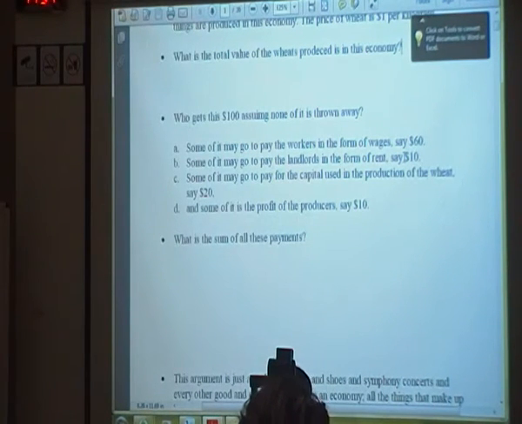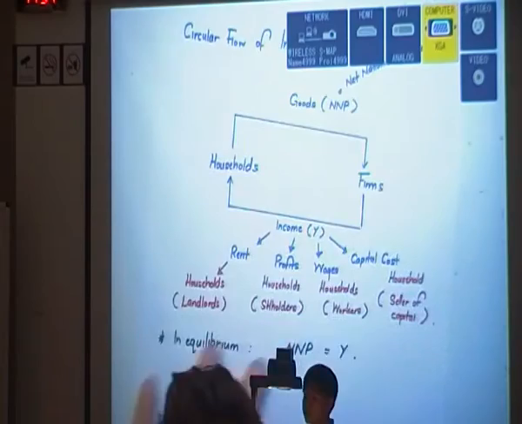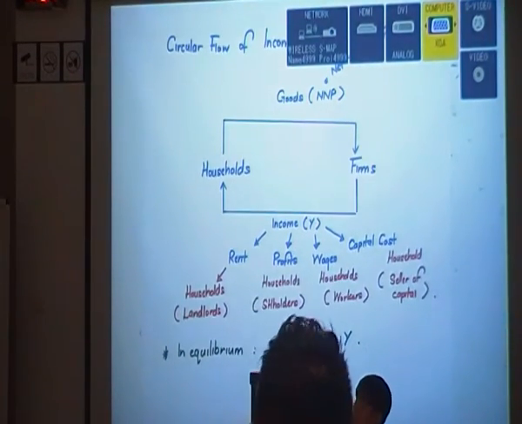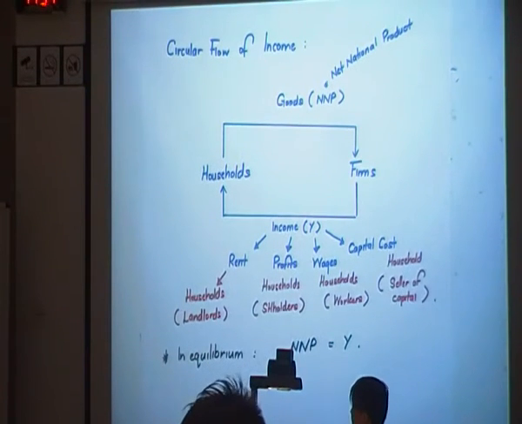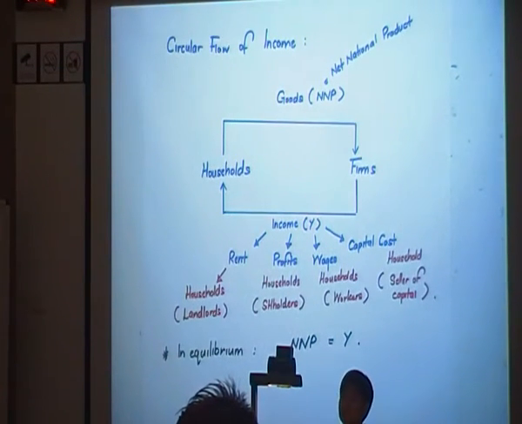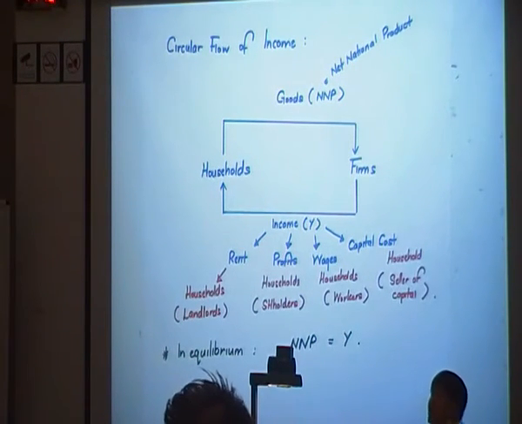The circular flow of income basically tells you this. If you look at any household, any firm, right? Give me 5 minutes.